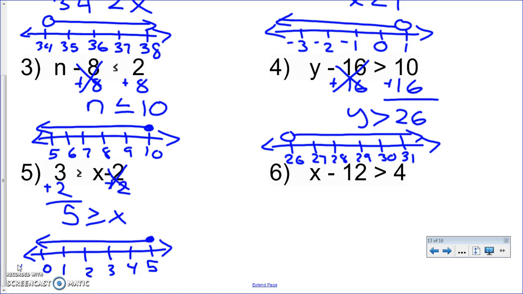And because x is less than or equal to 5, the arrow goes to the left. Because it could possibly be equal to 5, the circle is filled in. Finally, number 6, we have x minus 12 is greater than 4. So to get rid of the minus 12 and get x by itself, we're going to add 12 on both sides.